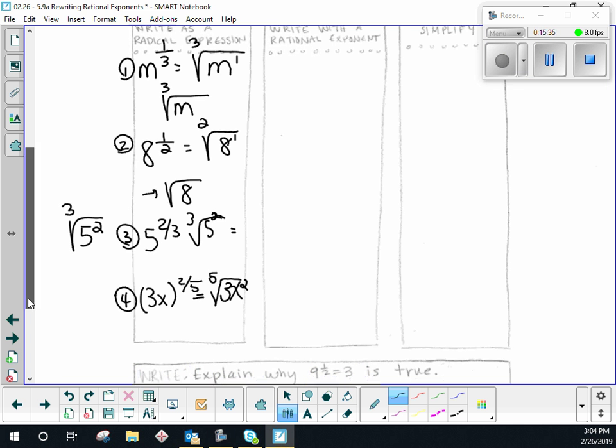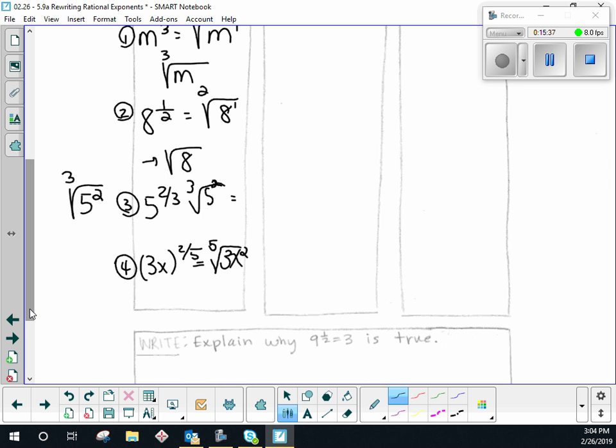And this one here is really, really close. I want to bring your attention to something. The way it's written, just the x has the 2 power. But what's going on here in the original problem? Is it just the x that's to the 2/5? So what needs to be in parentheses? The 3x, right? Because it's all of 3x that's getting the 2 and the 5. That's what I was trying to get you to get to.